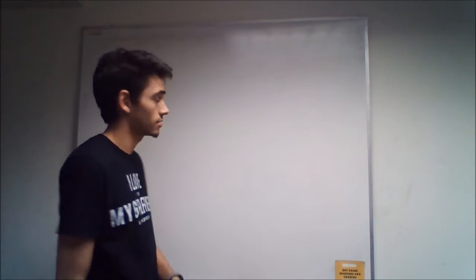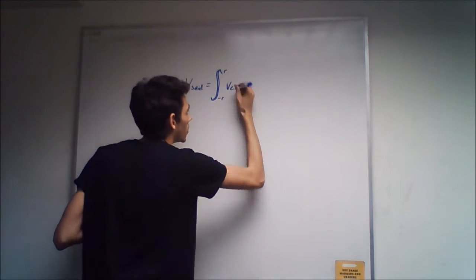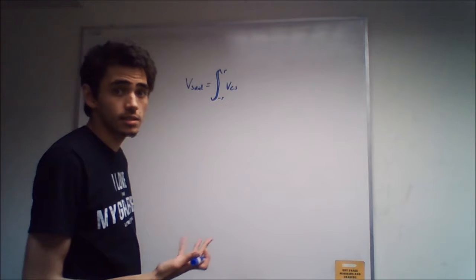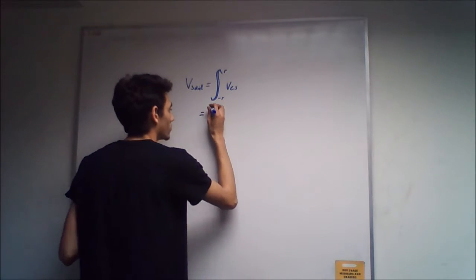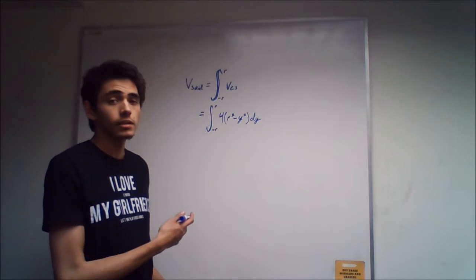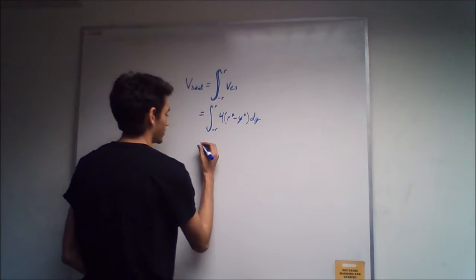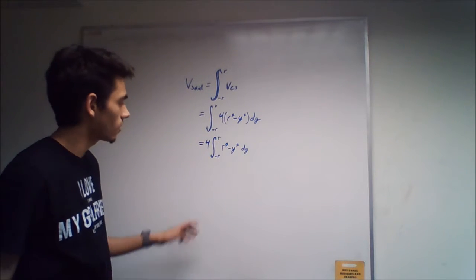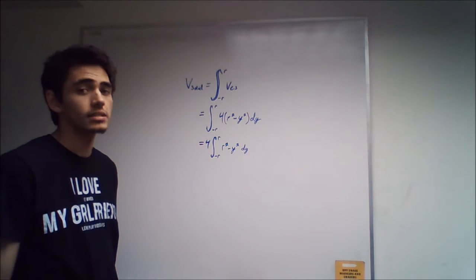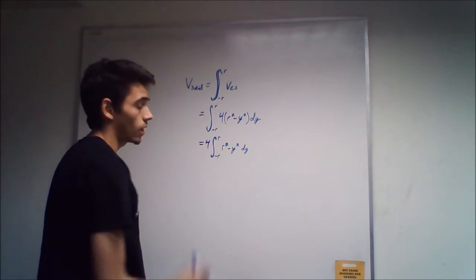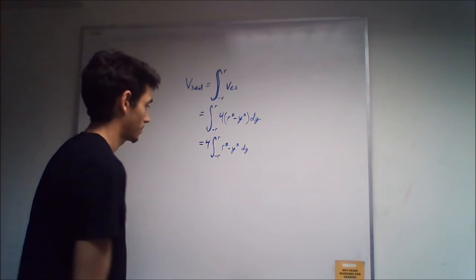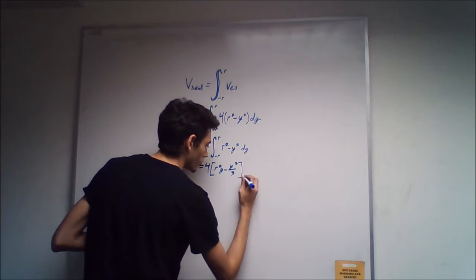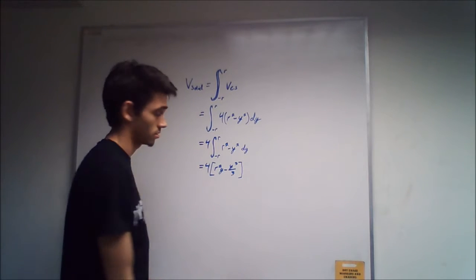As Joey stated earlier, the volume of the solid is given by the integral from negative r to r of VCS. And now that we know what VCS is, we can plug that in. Now we can actually pull out the 4. Now we can take the integral. r is just a constant, so all we'll be doing is adding a y to that, and y squared will become y cubed over 3 from negative r to r.